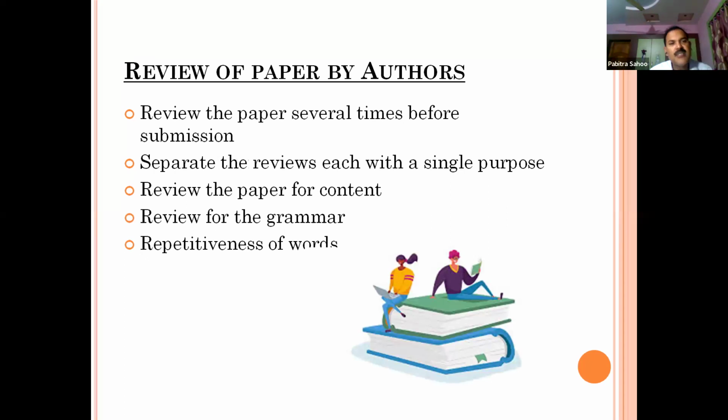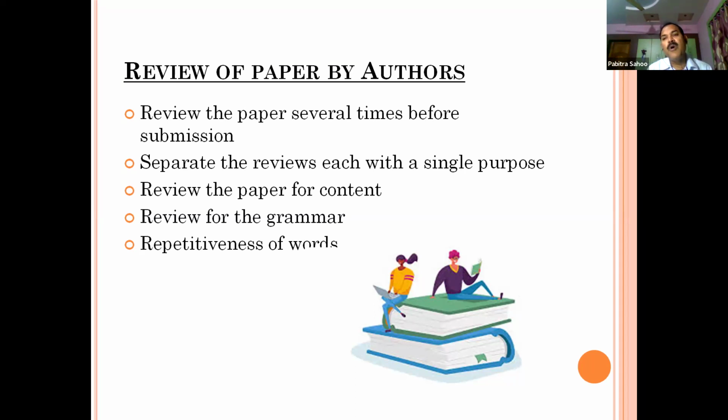The next part is reviewing the paper by the authors. When you complete an article in a hurry and try to submit it, it may get rejected. Unfortunately, getting a rejection may take months. Your article may be rejected 6 months after submission.